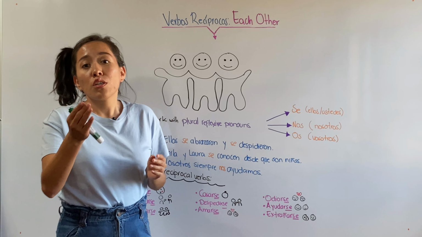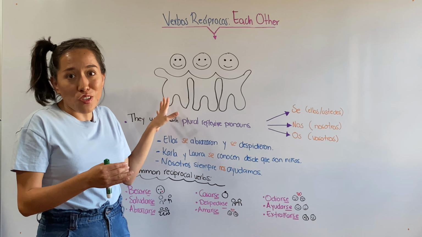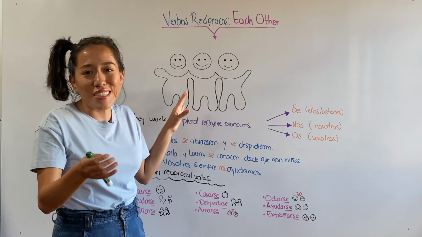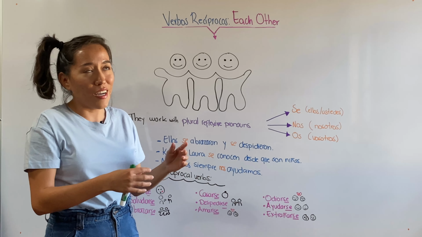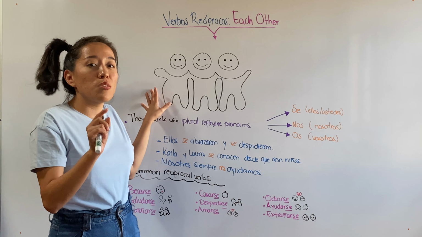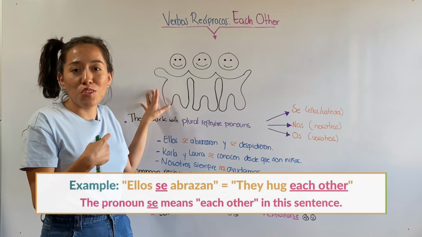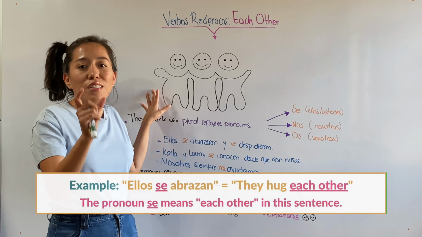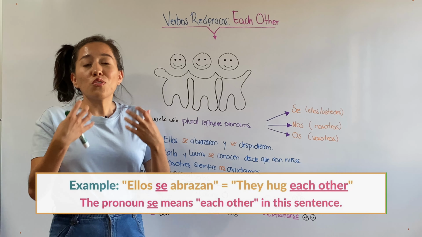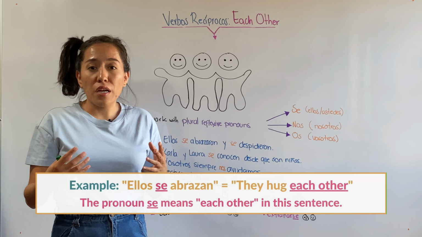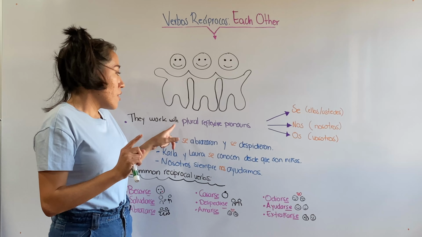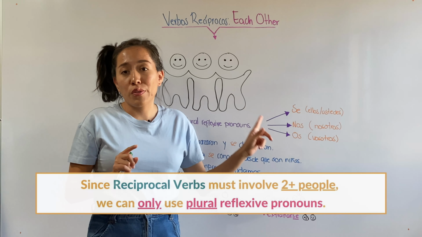In English, you will say they are holding each other. I got excited for a moment. In Spanish, we simply say "ellos se abrazan." It's shorter. So to build each other in Spanish, we're going to use the plural reflexive pronouns.